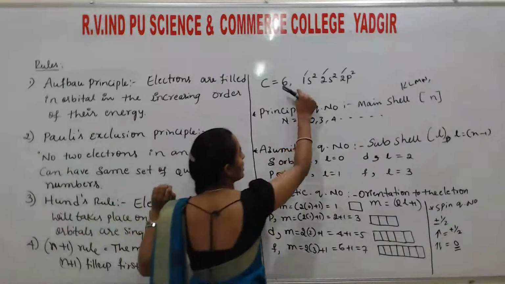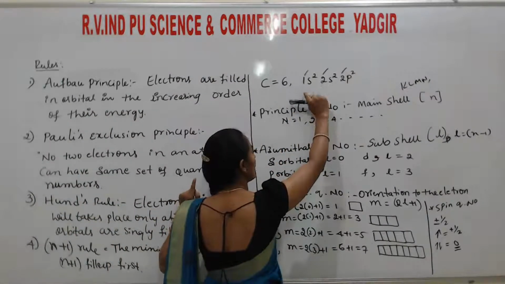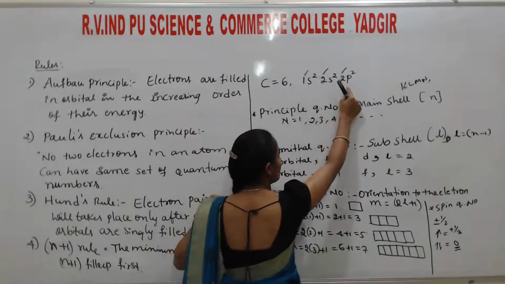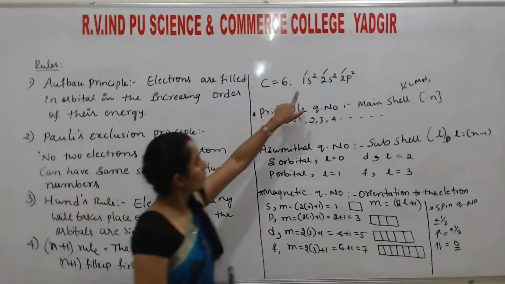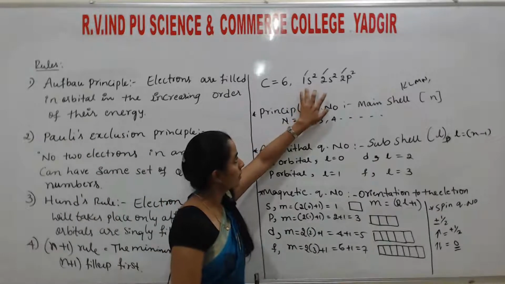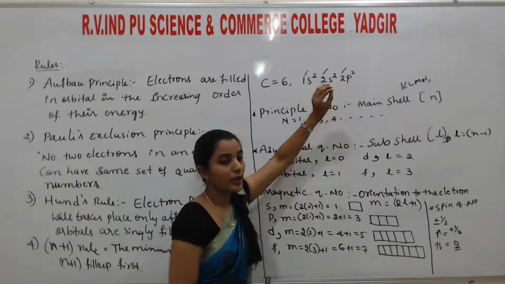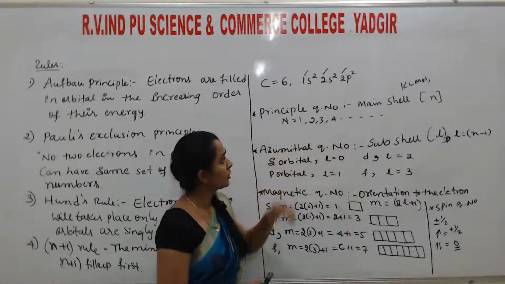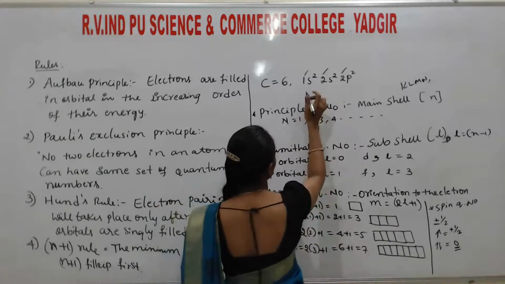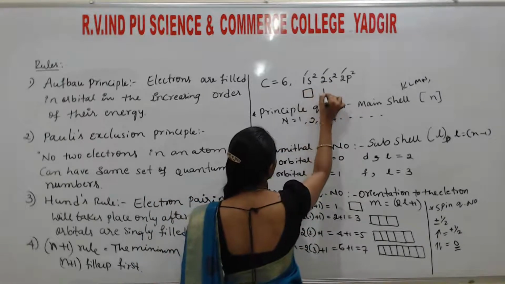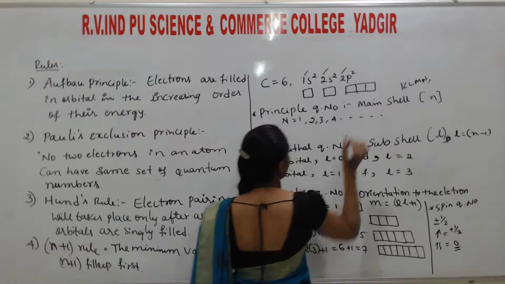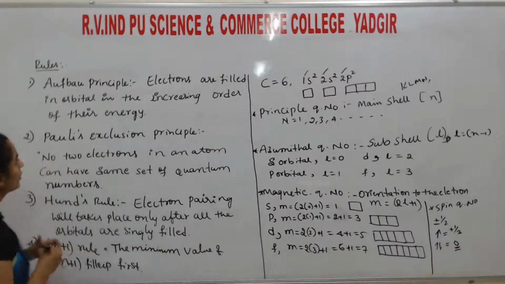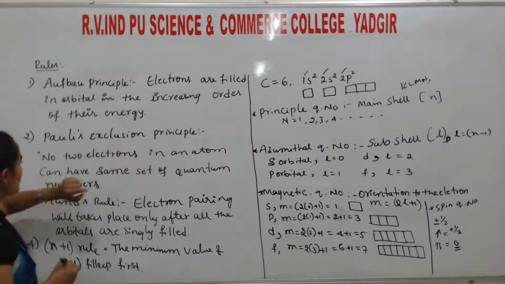Listen, first the 1s orbital fills up, after that 2s, after 2s comes 2p, next 3s, and so on. Here the electron filling takes place based on the increasing order of their energy level. If you want to write a box diagram for this, this is the s orbital, this is the p orbital, s orbital, this is the p orbital. Okay, next, Pauli exclusion principle.